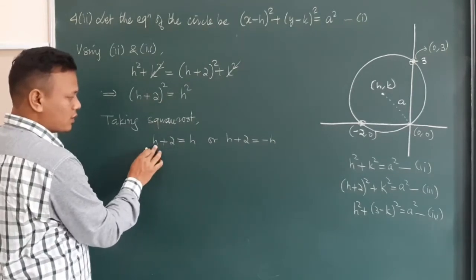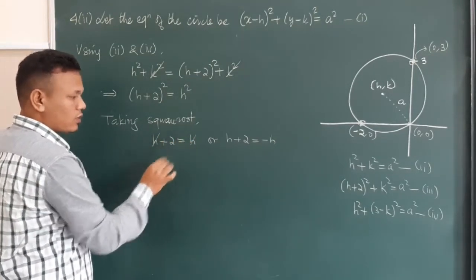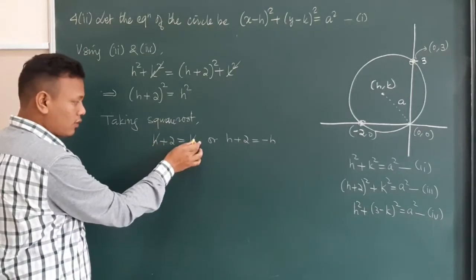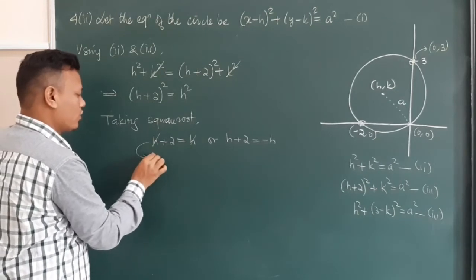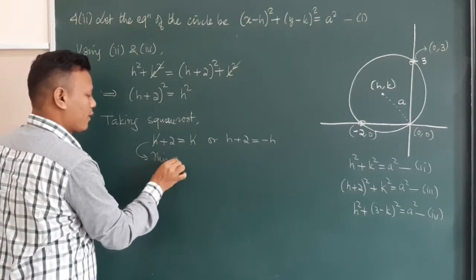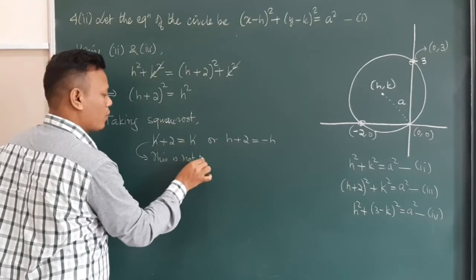But is this possible? See here, these two get cancelled, so we don't have anything here. So 2 equals 0. Is this possible? No, right? So this is not possible.